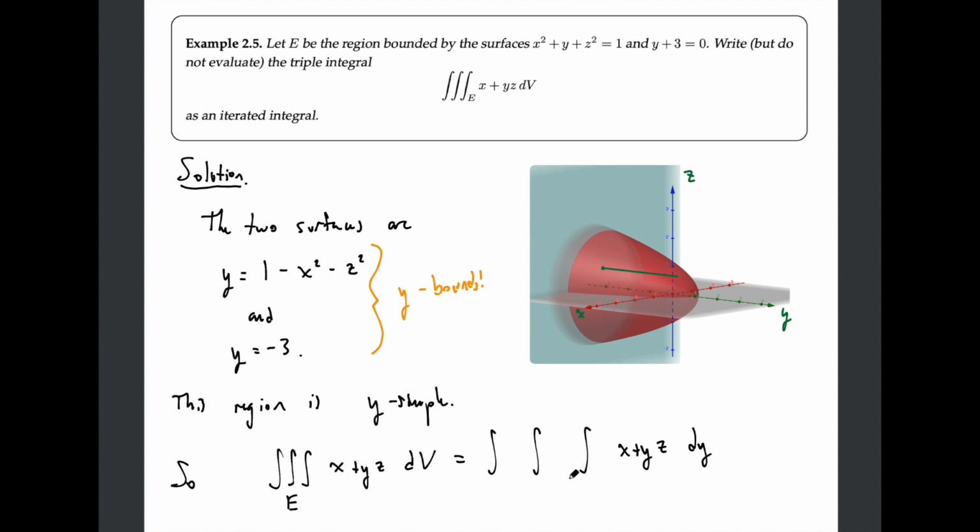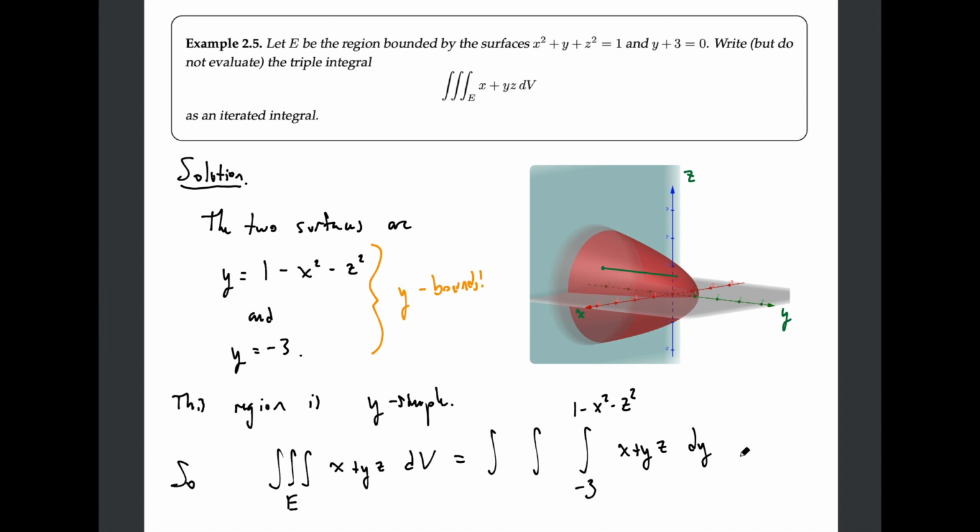For an arbitrary xz value, the lower bound for y is always -3. And the upper bound is the red surface, which, when we write y in terms of x and z, is 1 minus x squared minus z squared. Now that we've picked the y bounds, we need to set up the remaining two directions, which are going to be x and z. In general, when you set up iterated integrals like this, you take it layer by layer. We picked our y bounds. Now we need to think about what happens in the xz region.